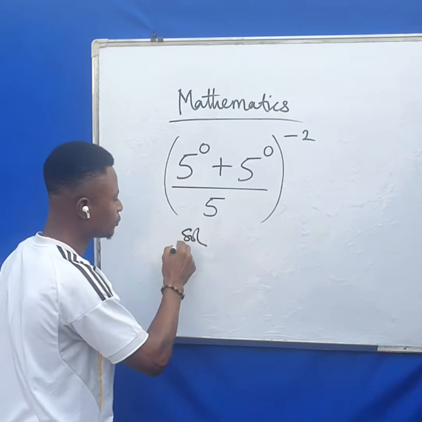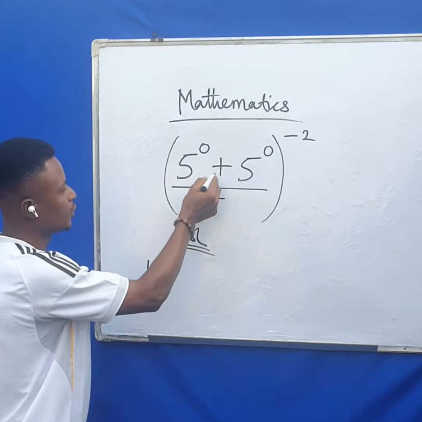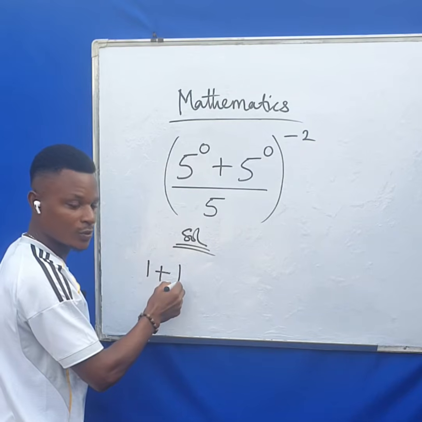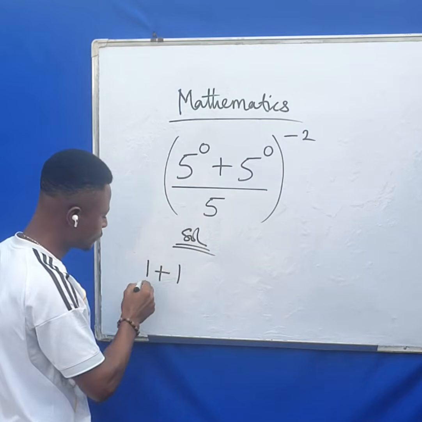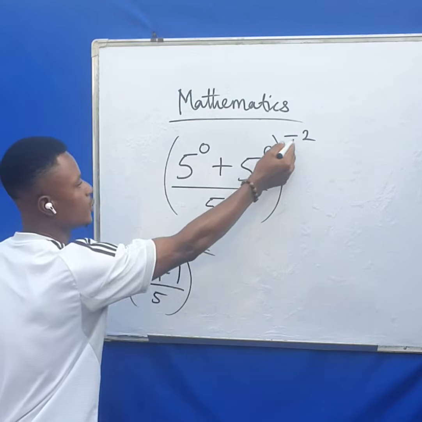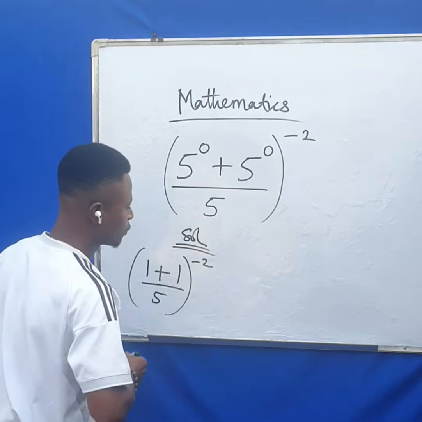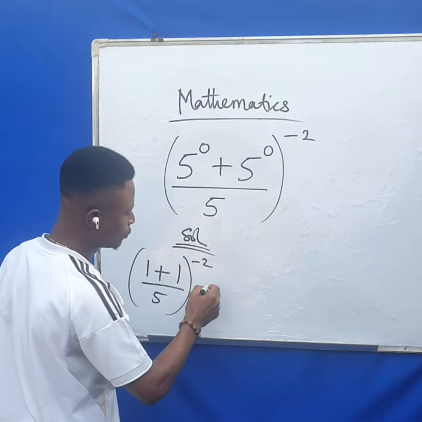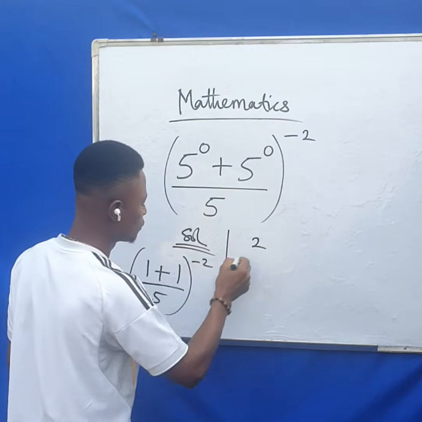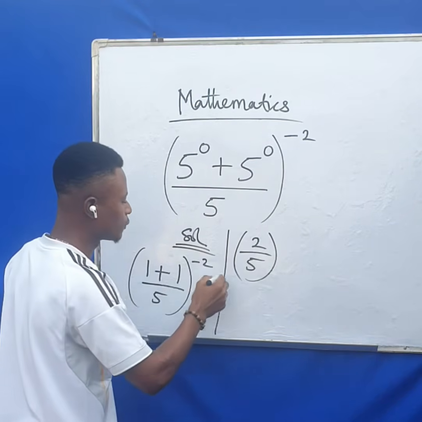Here's the solution. In place of this 5 raised to the power of 0, we are going to write 1, and plus another 5 raised to the power of 0, which is another 1. Are you getting me? Then divided by 5. Then everything raised to the power of negative 2. Now, let us add these two. 1 plus 1 will give us 2. Then divided by 5, raised to the power of negative 2.